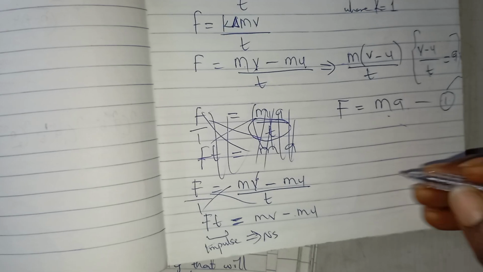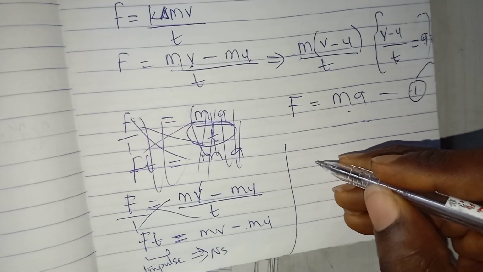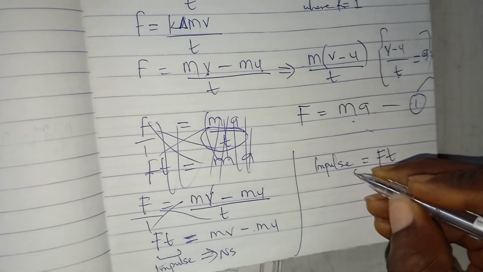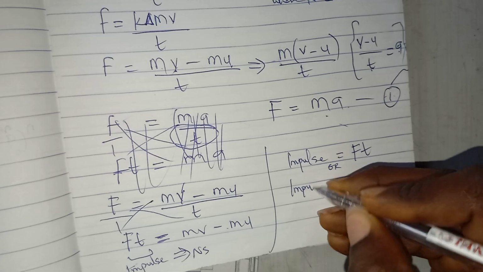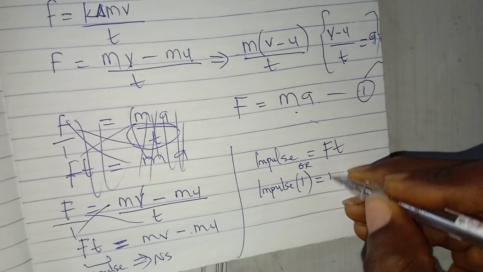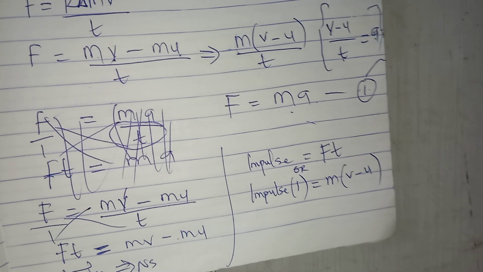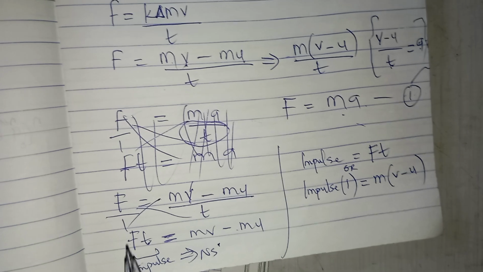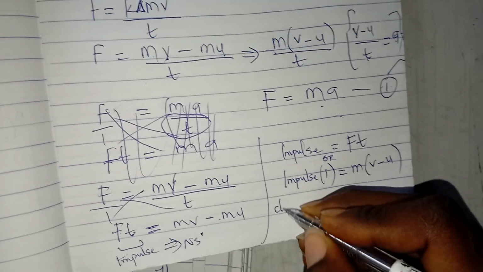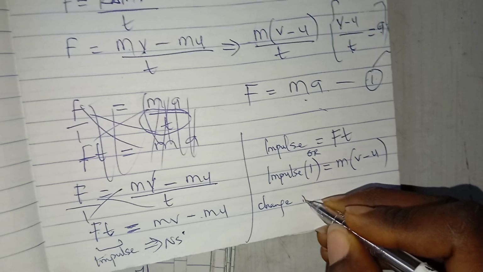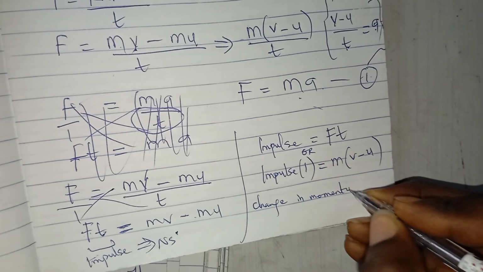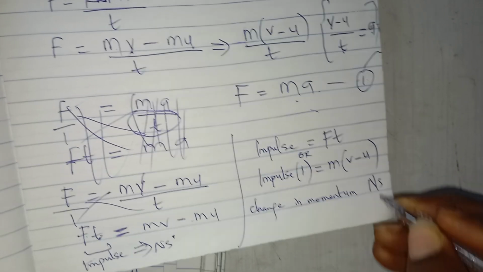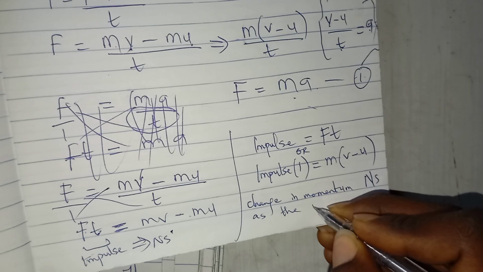So whenever they ask you to find impulse, you can find impulse by doing impulse equals Ft, or you can get impulse, which is represented with I, by doing m into v minus u, depending on what the question gave you. So you need to know these two things. Since this is equal to this, this is also equal to this, which means that change in momentum can also be given Newton seconds as the unit.